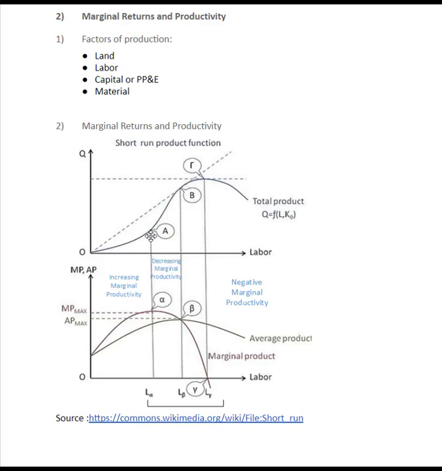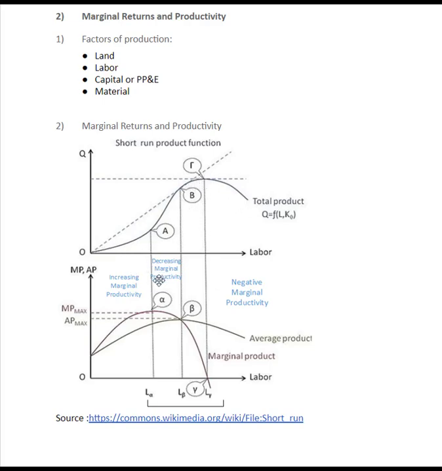So at this point, output is this much at point A. When we increase the labor, to labor level beta, the quantity increases to B. When we increase the labor quantity all the way to gamma, it increases all the way to R. So that's the way to read this diagram.